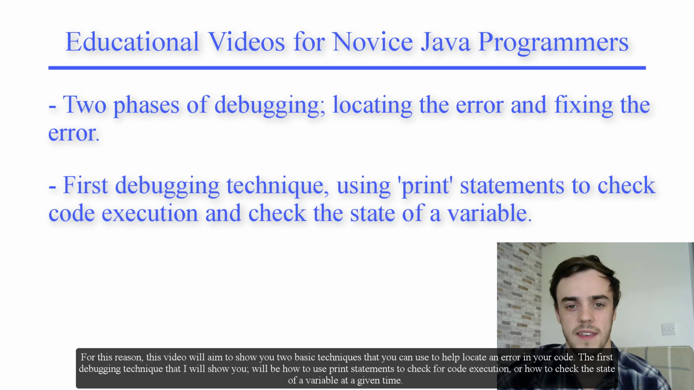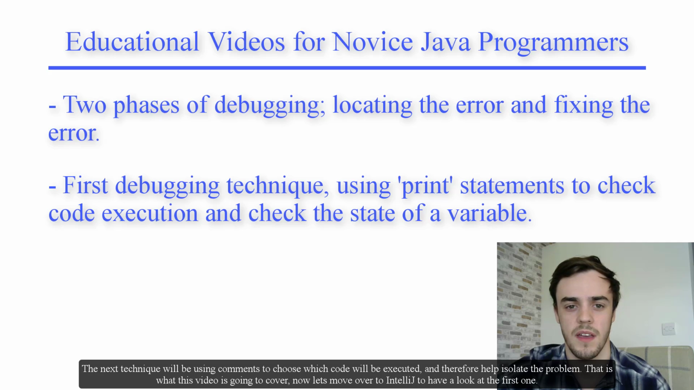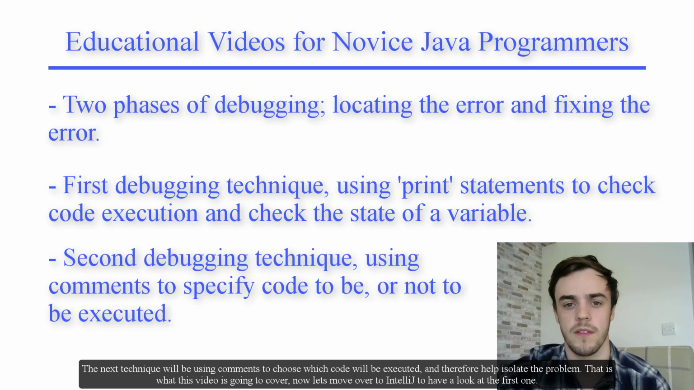The first debugging technique that I will show you will be how to use print statements to check for code execution, or how to check the state of a variable at a given time. The next technique will be using comments to choose which code will be executed and therefore help isolate the problem. So that is what this video is going to cover. So now let's move over to IntelliJ to have a look at the first one.